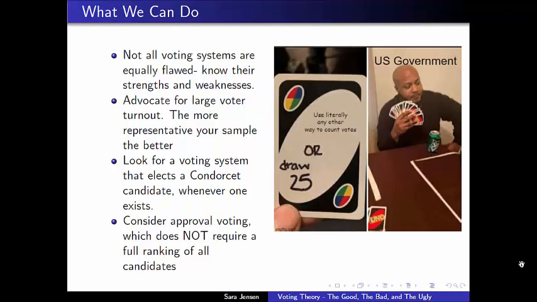So there we have it. We've had the good, we've had the bad, we've had the ugly, and hopefully we have some actions we can take moving forward to help us make better social choices.